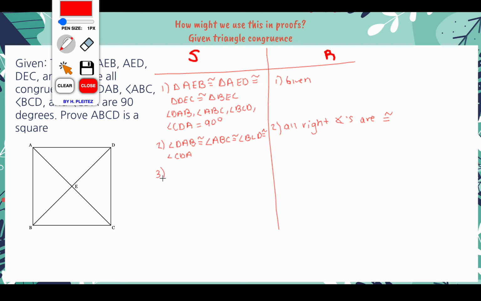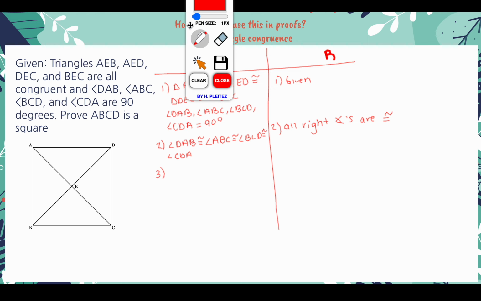Now let's try to use our CPCTC. So if we use our letter trick and we write all of these out, AEB, AED, DEC, and BEC, we can see that, and you can draw them out too, right? But the first and the third, right? So side AB, which is here, is going to be congruent to side AD, which is here. It is going to be congruent to side AC.